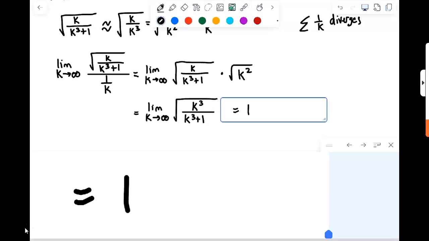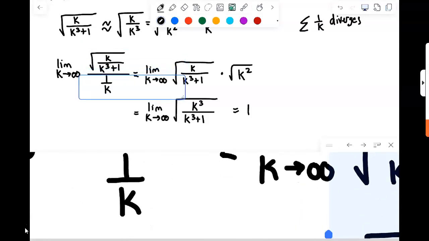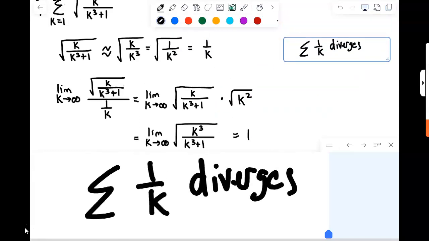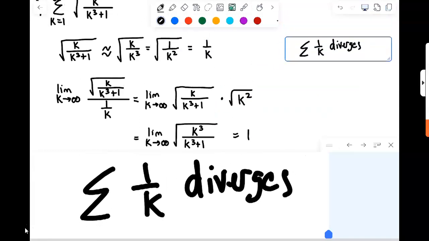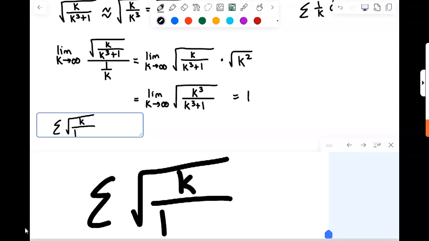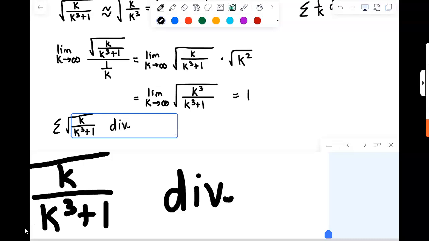So now that tells me that my two series either both converge or both diverge, because the limit approaches a number. And since the harmonic series diverges, then we know that our series, the sum of the square root of k over k cubed plus 1, diverges as well.